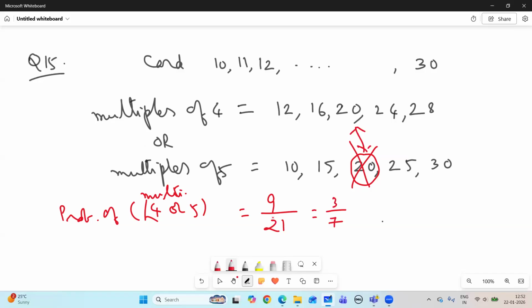Number of favorable events divided by number of events in the sample space. How many sample space events are there? Those are all the cards numbered from 10 to 30 each. They are 30 minus 10 plus 1, so 21. That's how you get this figure. Then you simplify: 3 cancels in the numerator and denominator, so 3 comes here and 7 comes here. So the required probability is 3 by 7.